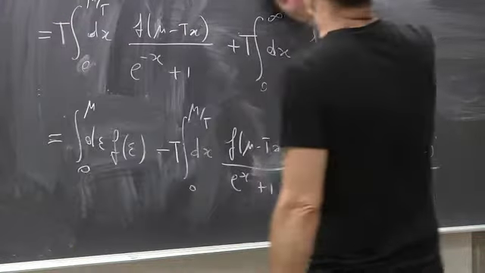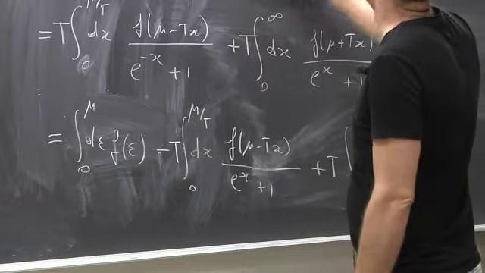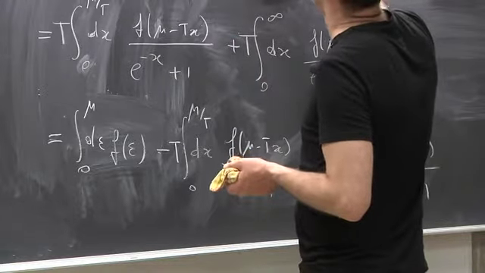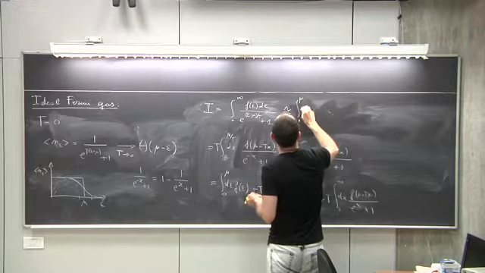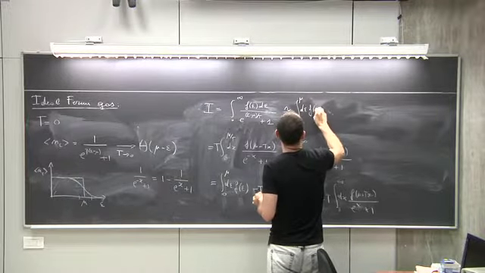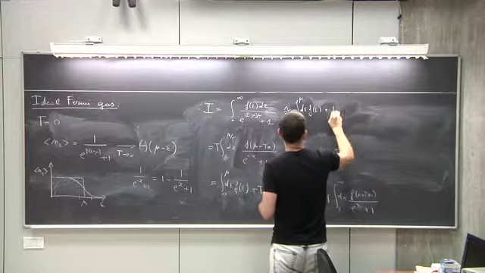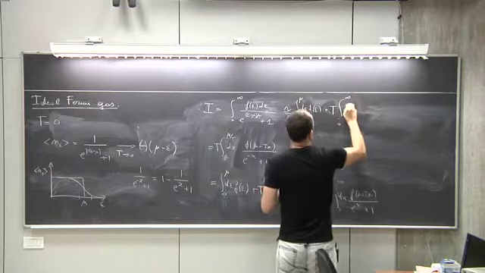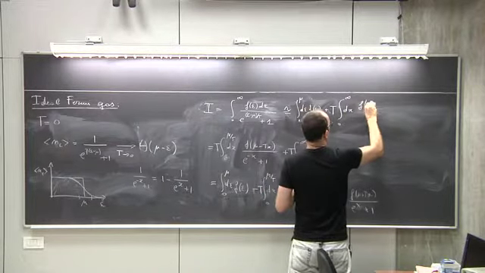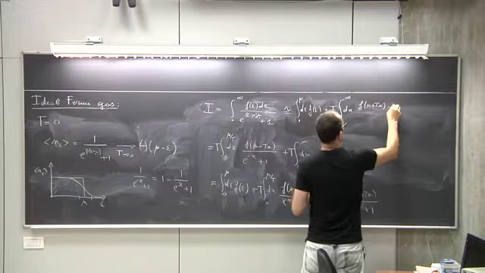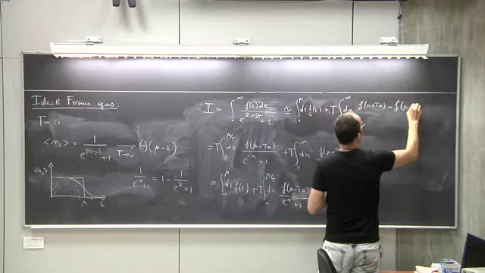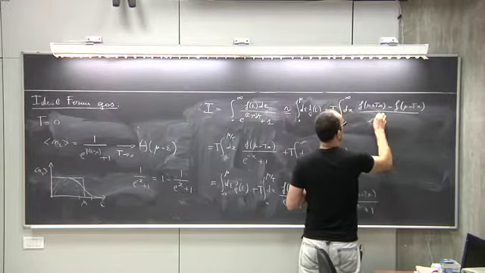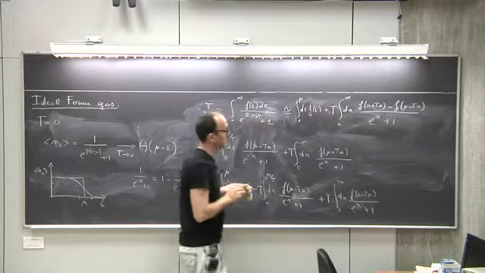So this means that I can approximate this integral by the integral from 0 to μ in dε of f of ε, plus t times the integral from 0 to infinity dx of f of μ plus tx minus f of μ minus tx, divided by e to the x plus 1.